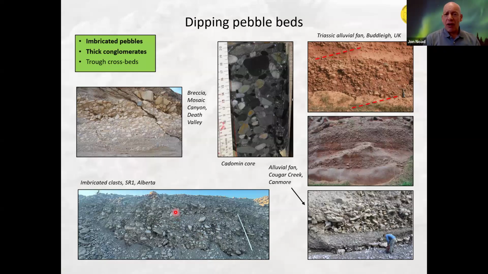So the way to identify these is that you're going to see imbricated pebbles showing the direction, thick conglomeratic beds, and often, because they are terrestrial deposits, they're going to be red in color as well. And we're going to see more red beds as we go through the presentation.